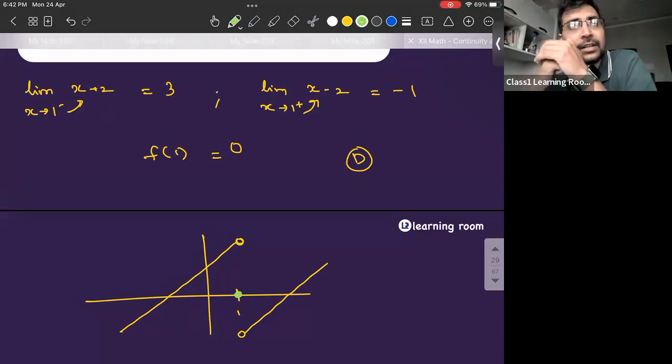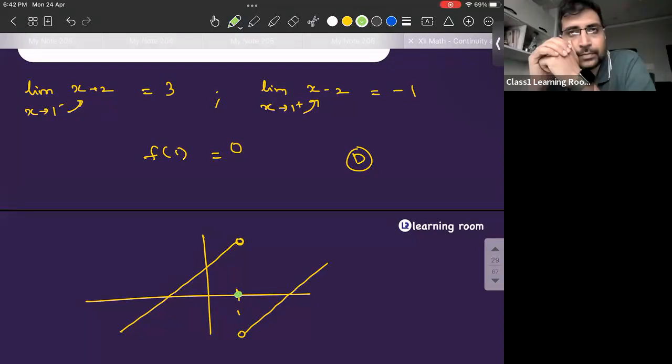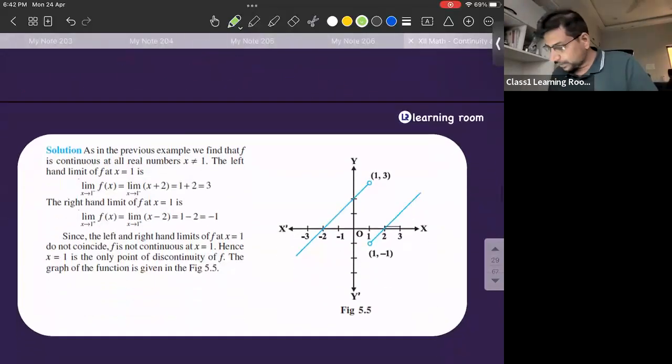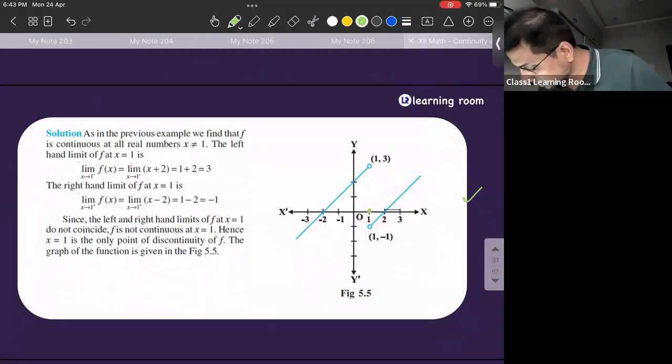Am I clear? Is everyone clear? Are you able to get a grip of what discontinuity and continuity mean? Okay, that's good. So this is how it looks. They have shown it. Actually, here they should have put a dot like this, because f of 1 is 0.